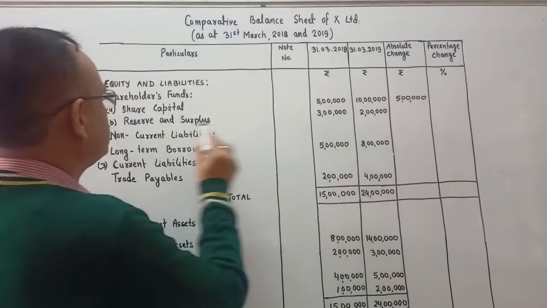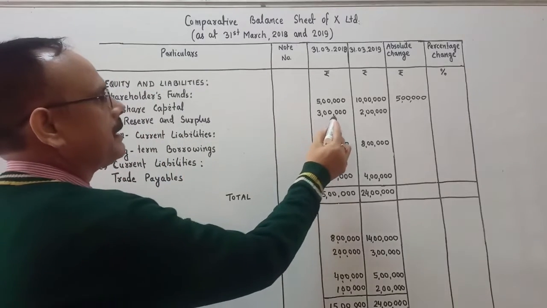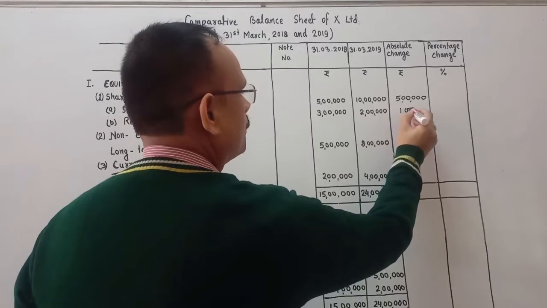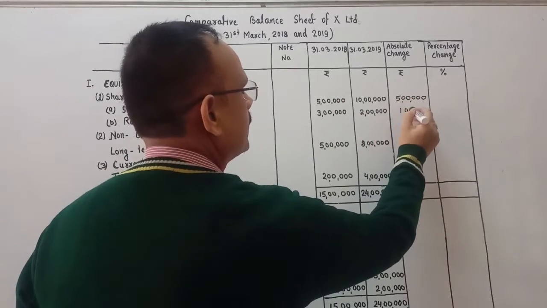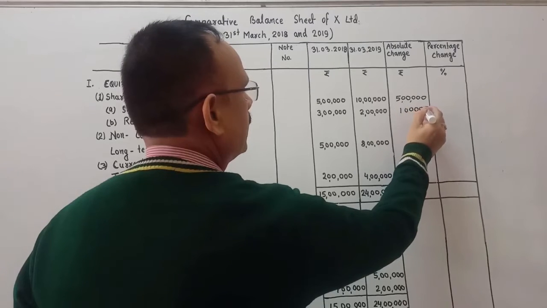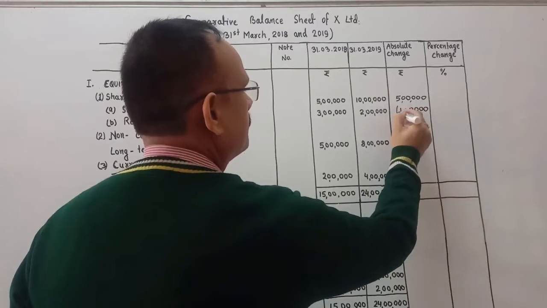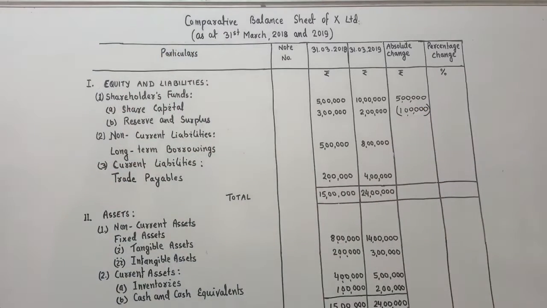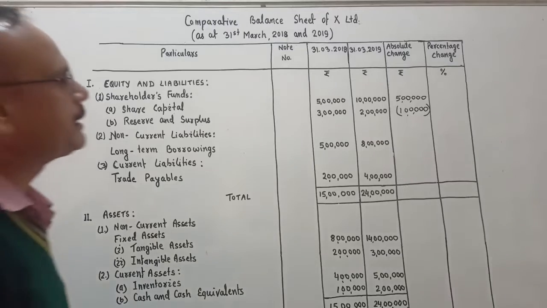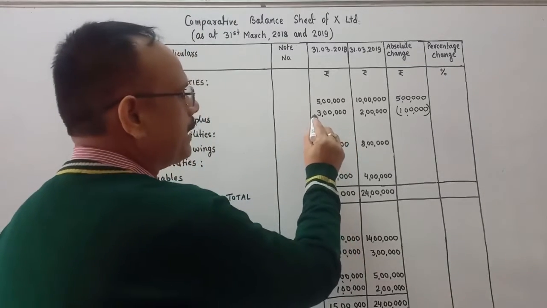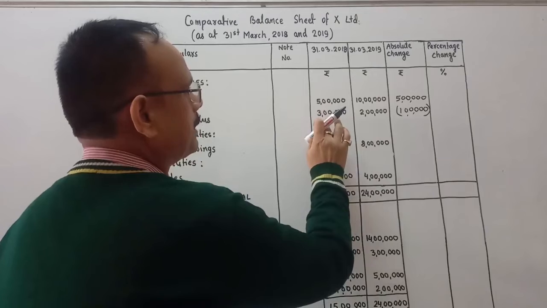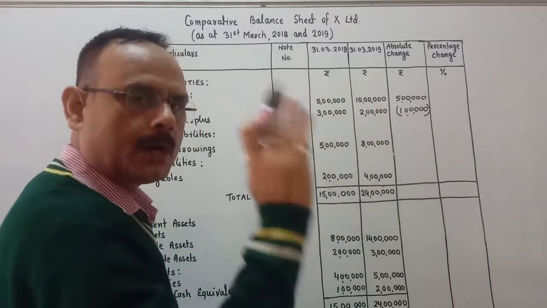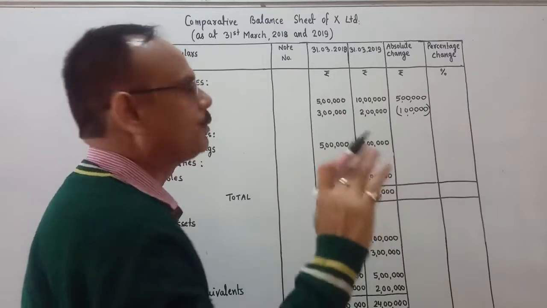In 2018 reserve and surplus is 3 lakhs, and in 2019 it is 1 lakh. So it is reduced by 1 lakh. So it's a minus figure. It is in minus, figure in minus. Okay, 1 lakh is the minus. Last year it was 3 lakh, this year it is 2 lakh. So it is reduced by 1 lakh. It is decreased by 1 lakh.